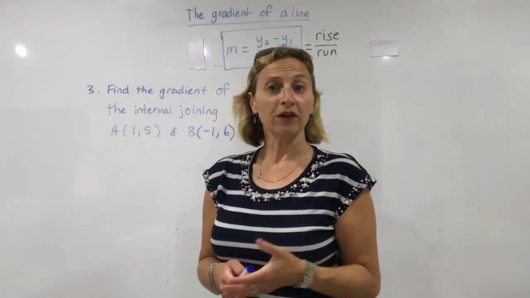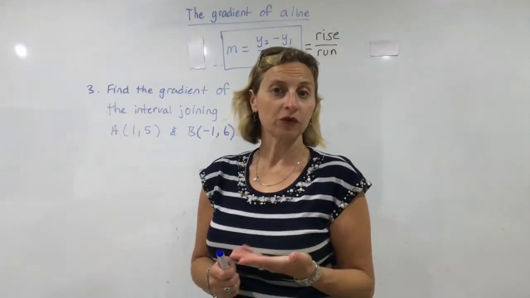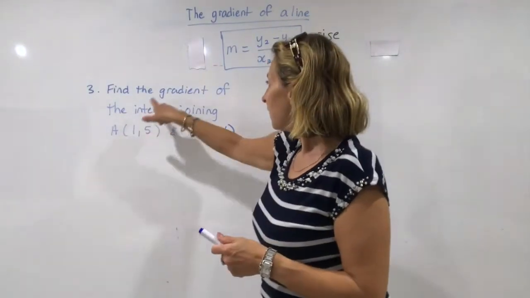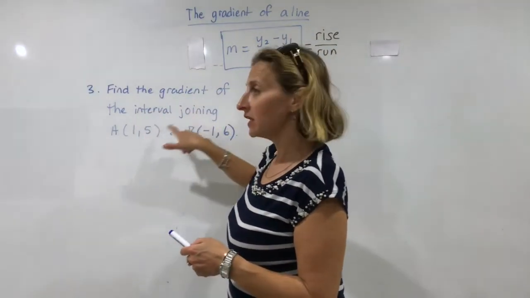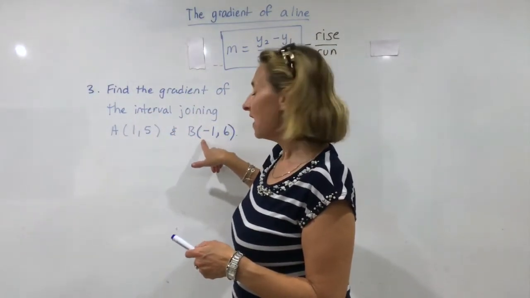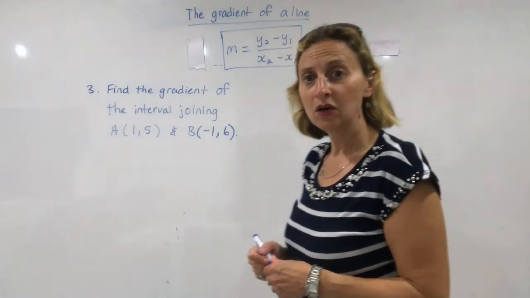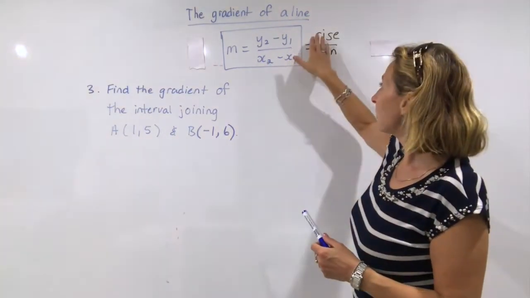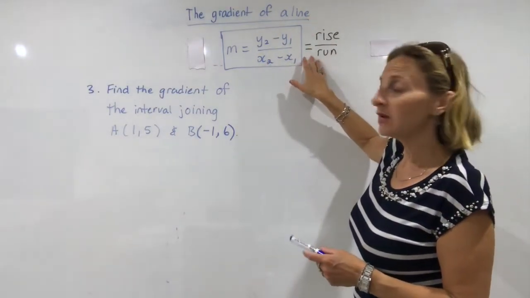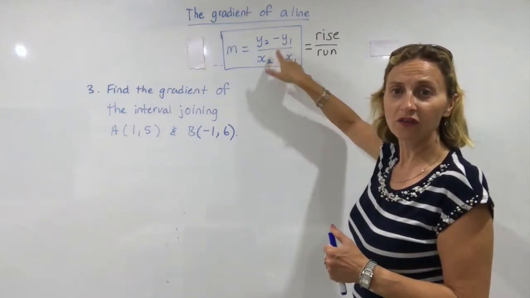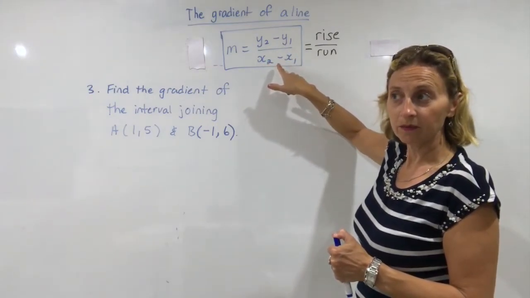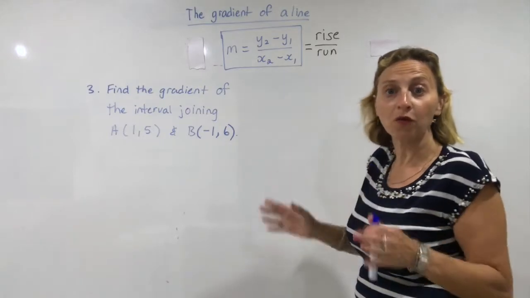Now let's say that we're not given the diagram and we don't want to really draw the diagram. Find the gradient of the interval joining A (1, 5) and B (-1, 6). Well, of course, we know that the gradient is rise over run, which is really just the difference in the y values over the difference in the x values. We have the formula. You could just learn the formula off by heart.